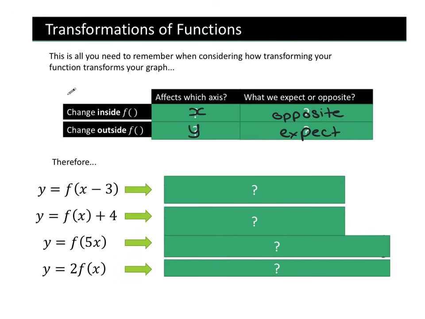For example, is this inside or outside the bracket? Inside. So it affects x, and it's asking us to minus 3 from all the x coordinates. What are we actually going to do? Add 3, because we do the opposite. Okay, and this actually means it moves to the right 3 times. Okay?